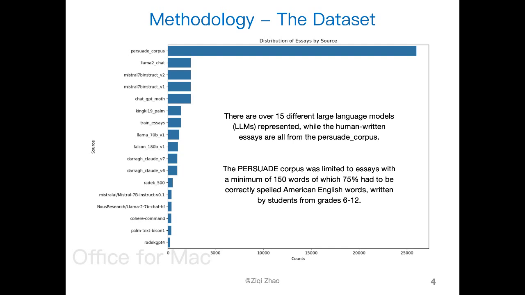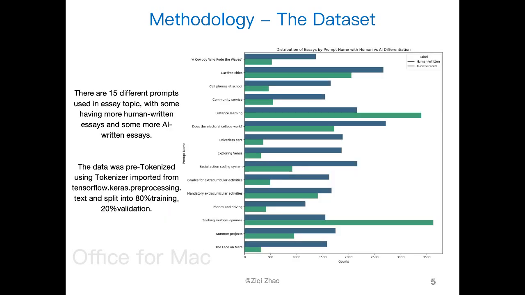Okay, a more detailed introduction to the data set. Now, in the data set, there are over 15 different large language models used, as you can see here: Llama 2, Mistral, ChatGPT, Falcon, Cohere from Canada. And the Persuade corpus was the corpus of human essays, and these were limited to essays with a minimum of 150 words. 75% had to be correctly spelled English words, and these were all written by students from grades 6 to 12 pre-college.